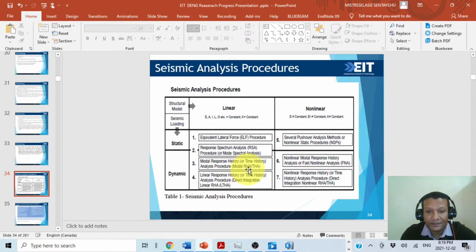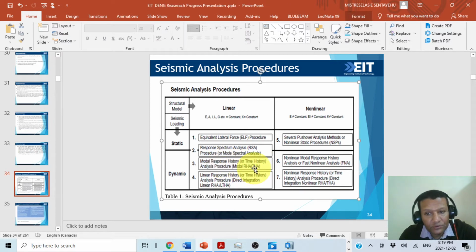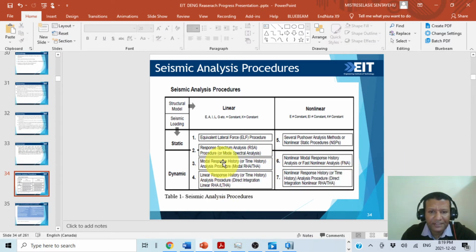This is modal response history or time history, all the same, because this is direct integration. This one we will use a concept of mode to calculate, but the result is the same. So modal response history or time history analysis procedure, modal RHA. This is direct integration, linear response history analysis or linear time history analysis. This is linear dynamic, this is linear static analysis we have.